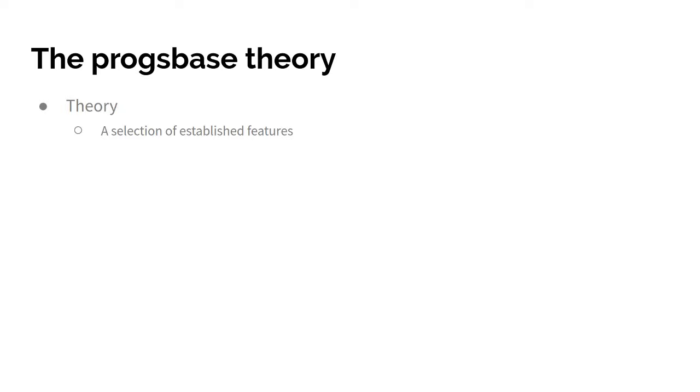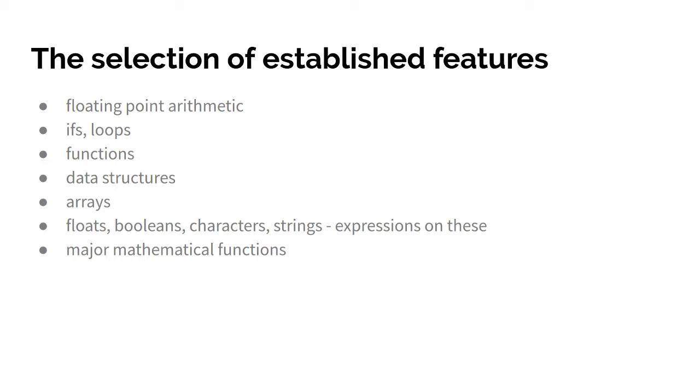Let's now look at Progsbase. Now, the Progsbase theory is a selection of established features. The following features have been selected for inclusion in Progsbase: floating point arithmetic, ifs and loops, functions, data structures, arrays, floats, Boolean characters, strings, and expressions on these, and the major mathematical functions.